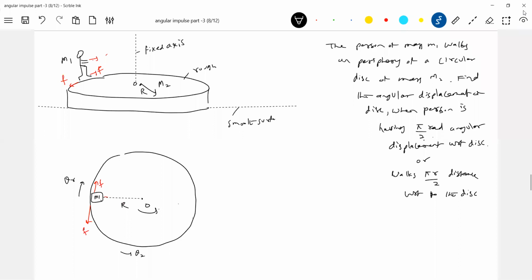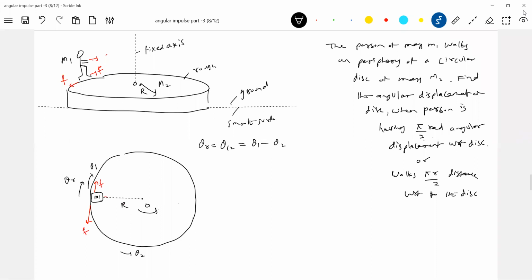Theta 2, and the angular displacement of the person is theta 1 with respect to the ground. This is the ground, no? It's smooth. Okay, now what is our question? What is the angular displacement of the disk that is asked? So we'll do one thing. Theta r is equal to theta 1 minus theta 2.